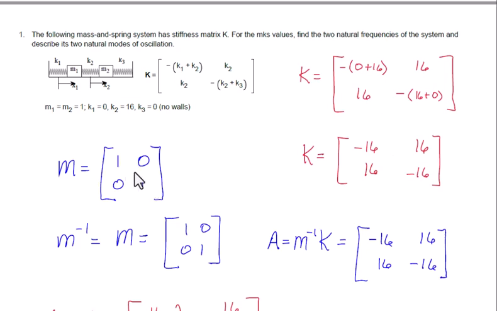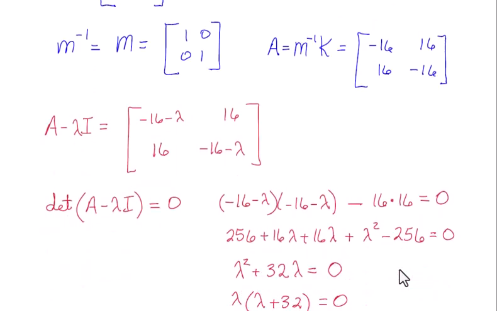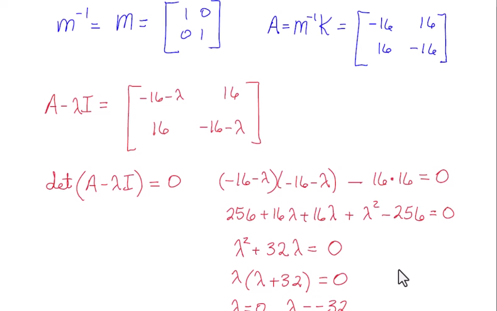M is simply the identity matrix, and so it is its own inverse. And so matrix A for our system is M inverse times K. But M inverse is just the identity matrix, so that multiplied by K is still just K. So I can look for the eigenvalues. So I form A minus lambda I. I find the determinant of A minus lambda I, set it equal to 0. Multiply the downward diagonals minus the upward diagonals.